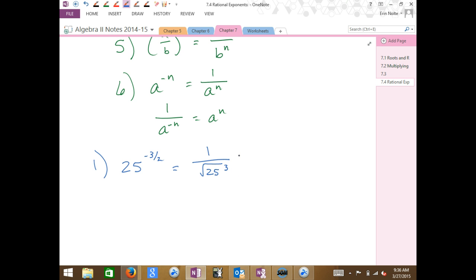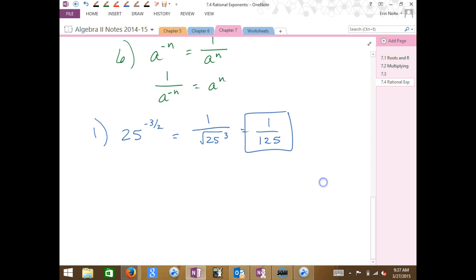Okay, so now I have to reduce this. Now I will tell you that it is always easiest to make things smaller and then go bigger. Okay, so if I break the radical down and then cube it, that will be easier. Okay, so what is the square root of 25? Okay, so 5, now what is 5 cubed? 125. So this will just become 1 over 125.